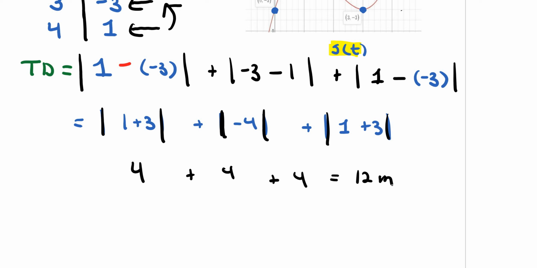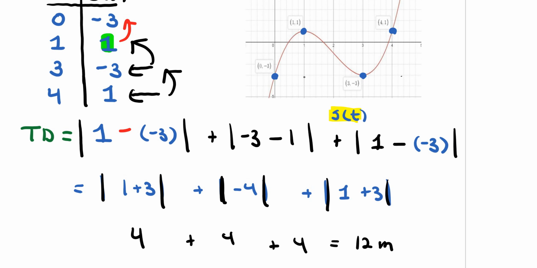All right, so there are a few ways you can find the total distance. I look at the graph and I can see that from here to here, that's 4 meters, and from there to there, that's 4 meters, and from there to there, that's another 4 meters, right? So that might be a better way to find the total distance instead of a formula, but those are a few options to get the total distance.